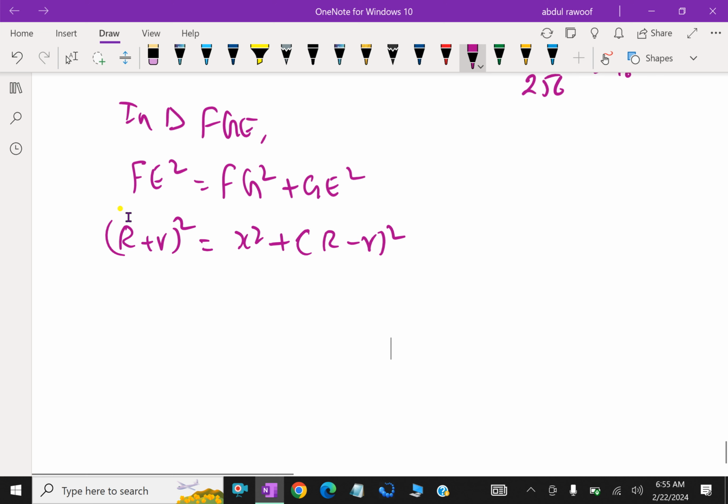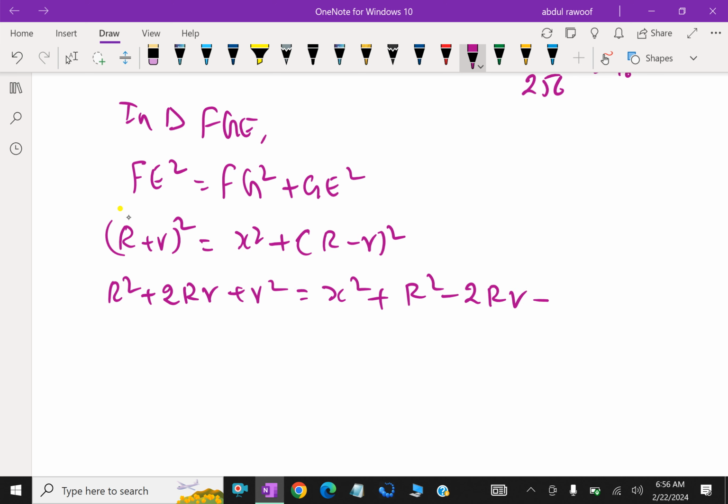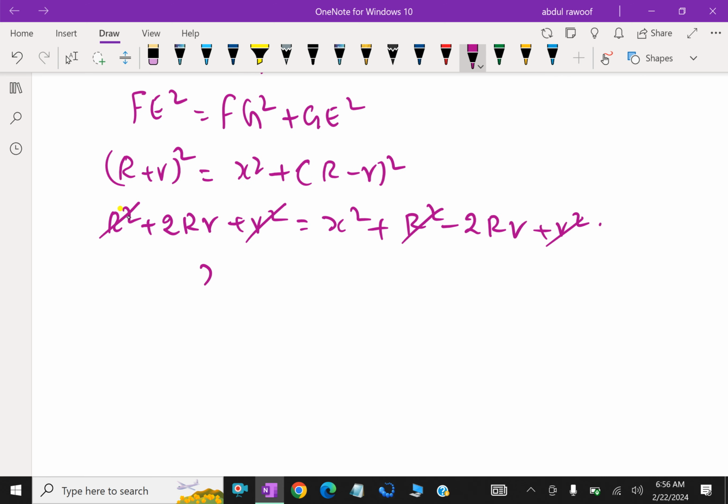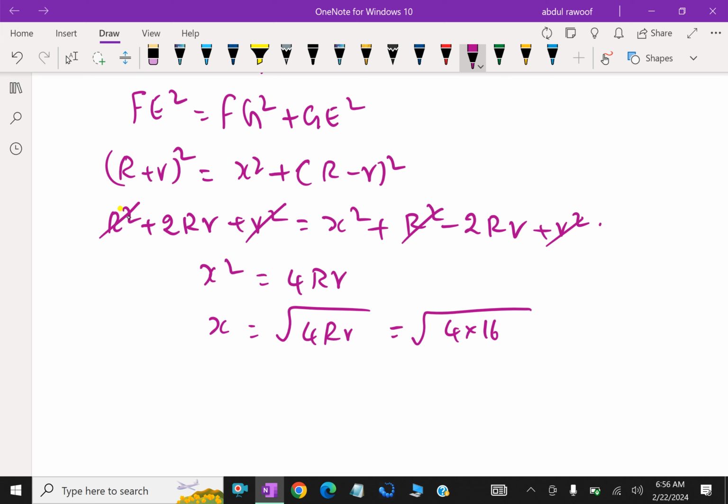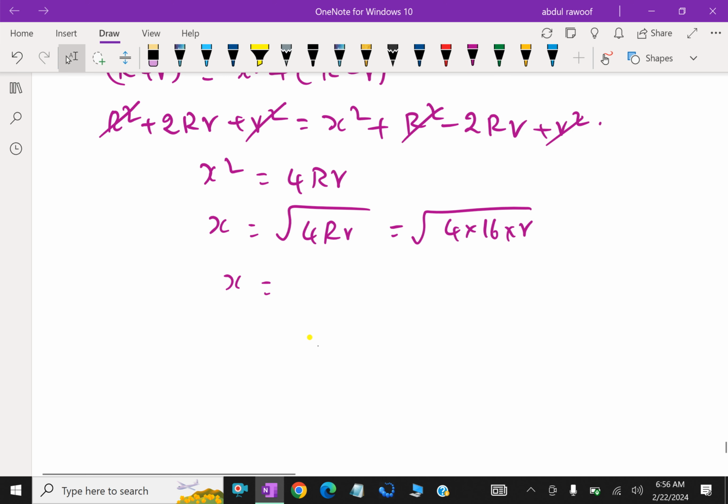Expanding both sides, (a plus b) whole squared is R squared plus 2Rr plus r squared equals x squared plus (a minus b) whole squared, which is R squared minus 2Rr plus r squared. Both R squared and r squared cancel. So we have x squared equals 4Rr. Therefore x equals the square root of 4Rr, which is the square root of 4 times 16 times small r, so x equals the square root of 64r, which is 8 square root of r. So we got the x value, 8 square root of r.